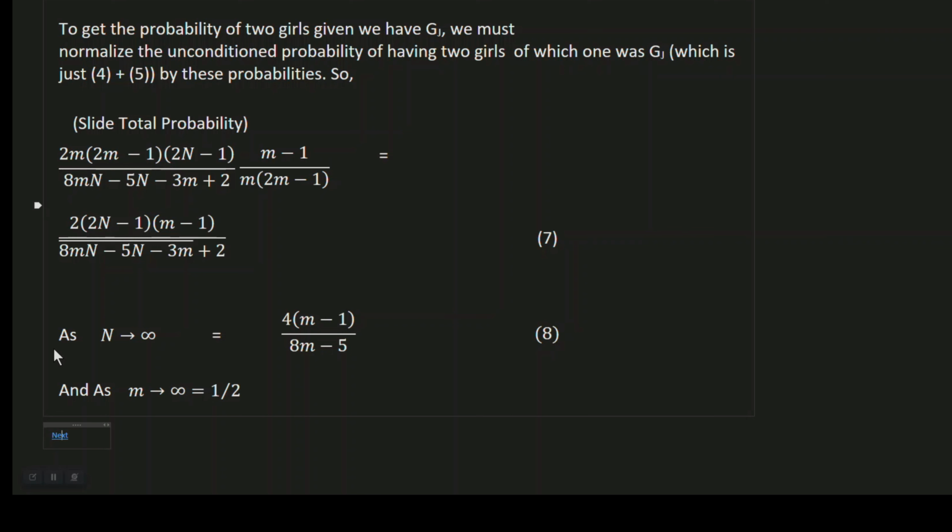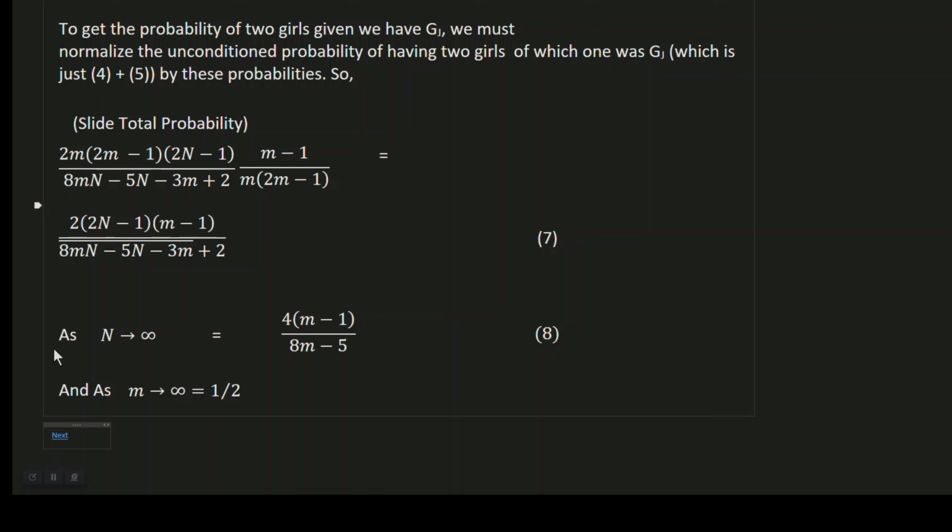Here we let cap N approach infinity and get 4 times the quantity m minus 1 divided by the quantity 8m minus 5 for the probability of getting 2 girls, given that one of the girls is named Julie. Again, if we let m approach infinity, the probability approaches 1/2. We are able to take the limits sequentially in the general case since the limit does exist. We have a restriction to place on m that will make the existence of the limit in that case very clear. I will go into that in a moment.